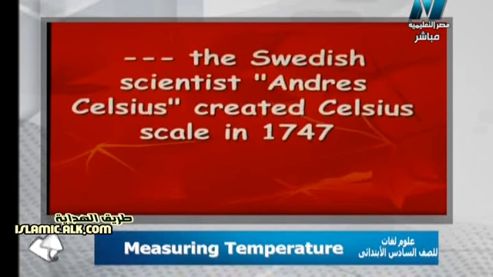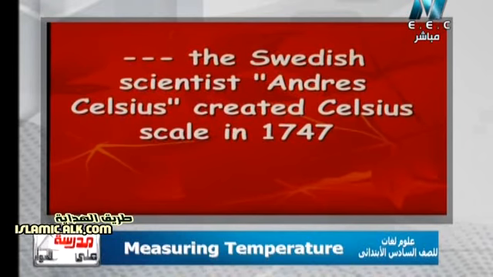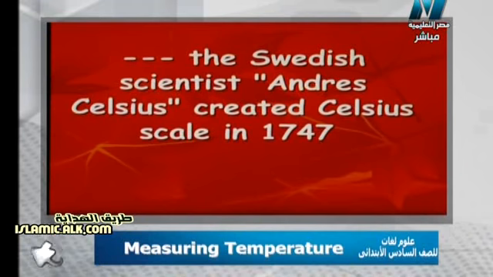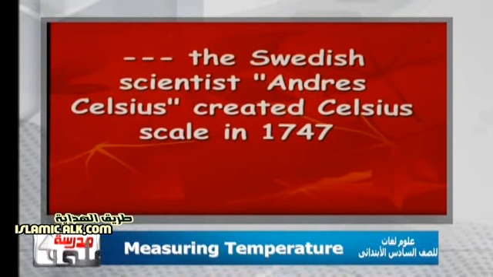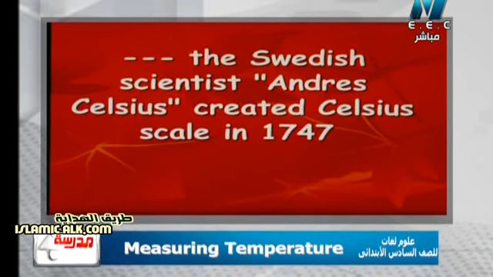Okay? Who is the very famous Swedish scientist whom we should greatly appreciate, along with his effort? He is Andres Celsius, who created the Celsius thermometer, or Celsius scale, in 1747. A very important scientist, and that's why we took his name and made it the degree for temperature. So again, temperature is measured in units of Celsius, named after the great scientist Andres Celsius who created the Celsius scale, or Celsius degrees, in 1747.